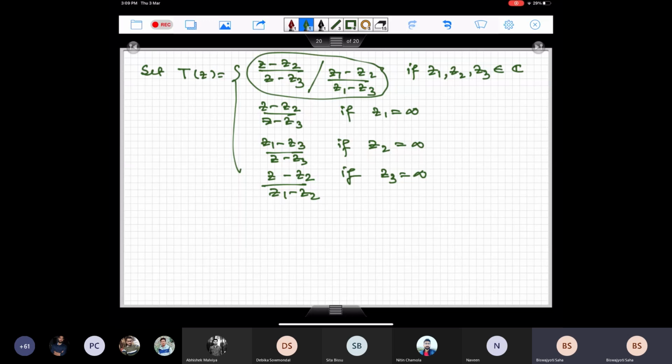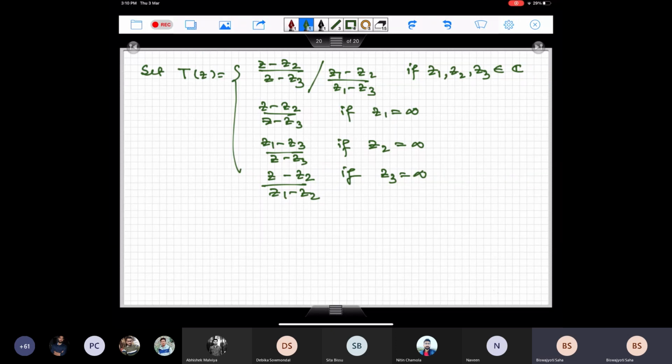Okay, so if you look at this factor, in the first case, when I have z1 equal to infinity, you just ignore the terms where z1 is appearing. When z2 is infinity, you are ignoring the factors where z2 is appearing. Now if z3 is infinity, you are going to ignore the factors where z3 is appearing. Since I am working with infinity, those factors are not needed. Is it clear?